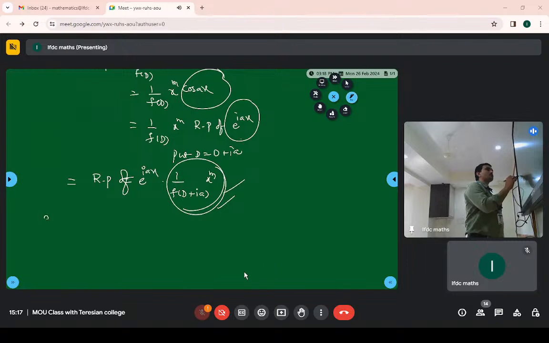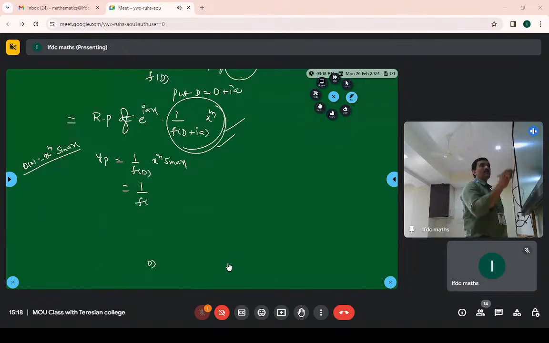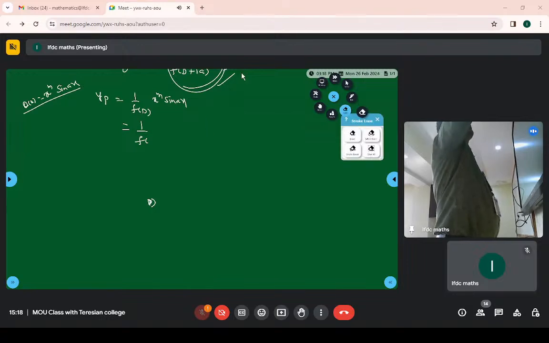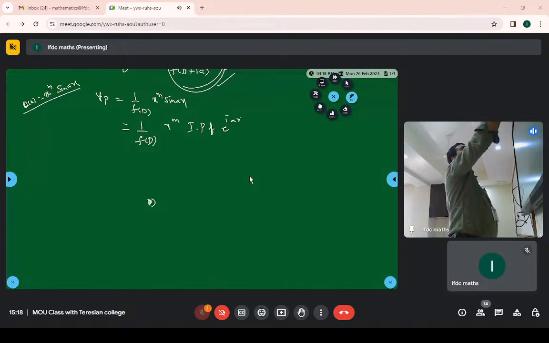Suppose in case 2, my Q of x is x power m into sin ax, the imaginary part. Then Yp is equal to 1 by f of D into x power m into sin ax. Now the operator 1 by f of D and x power m remain the same. The sin ax becomes the imaginary part of e power iax.